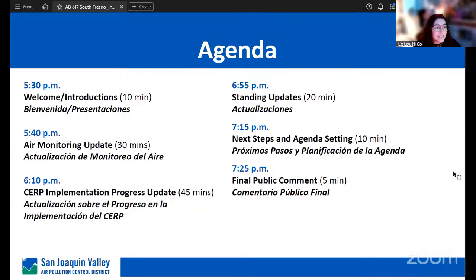And on this last slide I have here is our agenda. We will move to our welcome and introductions in a moment, and then we'll transition to our air monitoring update, and then we will have our SERP implementation progress update before we move to our usual standing updates, and then talk about some next steps and agenda setting, and then have our final public comment.